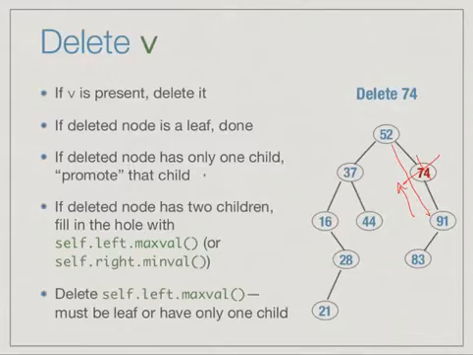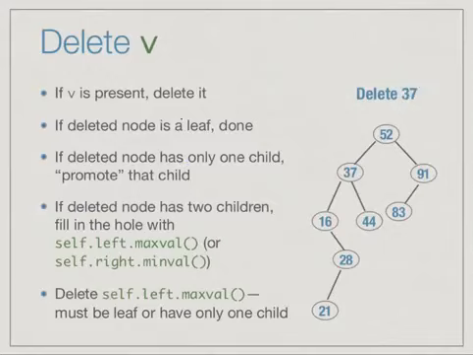So we are in this second case. This is what it means to promote the child. So the deleted node has only one child, we can bypass the child and directly connect the parent of the deleted node to the one child of the deleted node. So this will result in 91 moving up there.